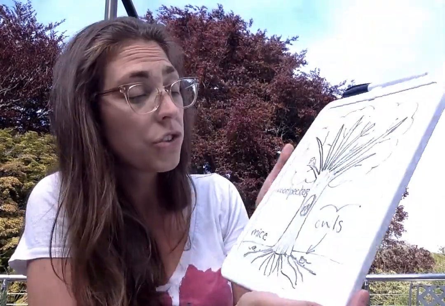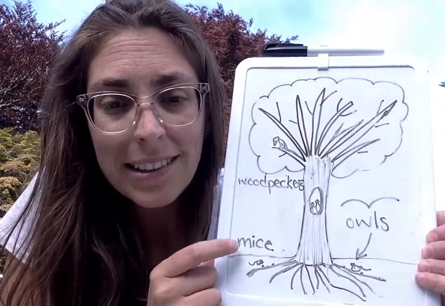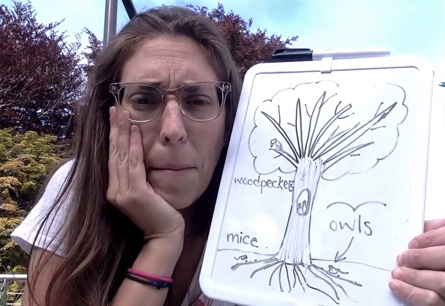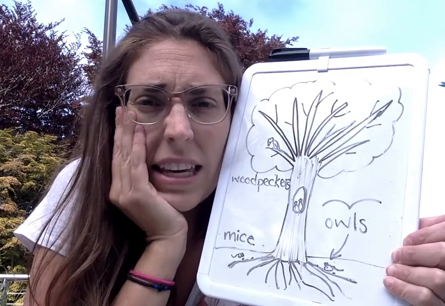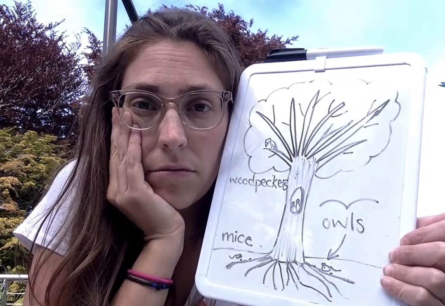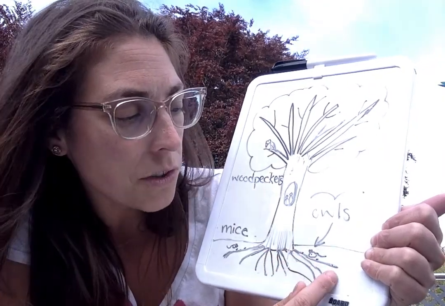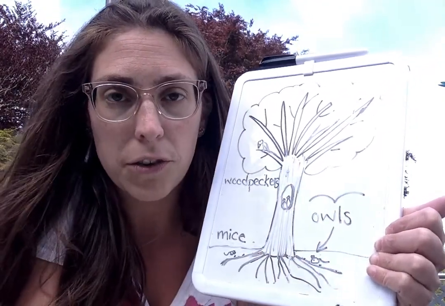But now, let's think back about those three animals we had. We had the mice, the owls, and the woodpeckers. So, our mice, let's think first. How do our mice depend on the tree? Do you remember? What do they get from the tree? Yeah, they get food. They get their food from the roots. They eat the truffles off the roots.